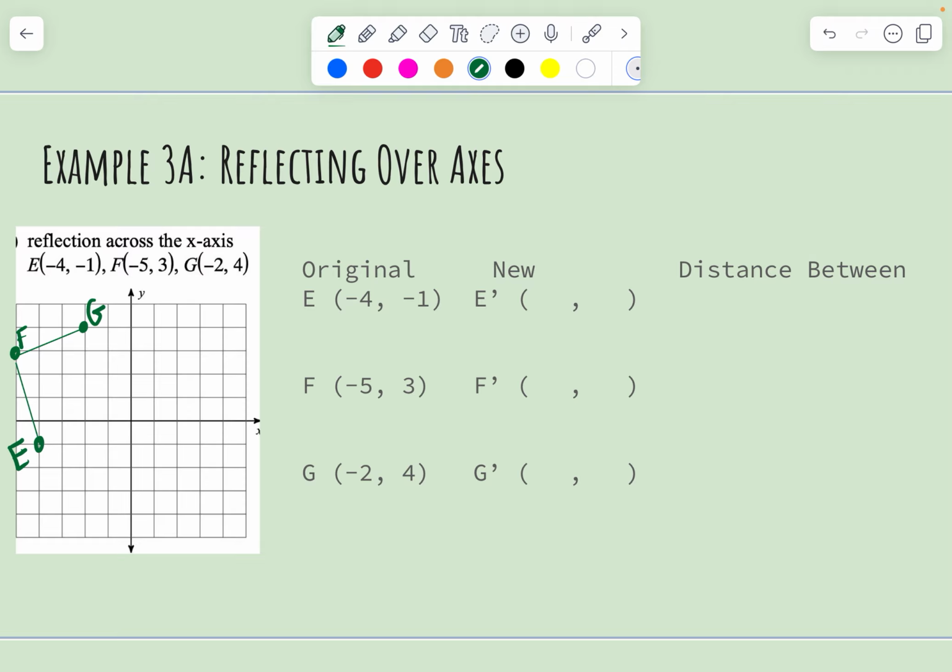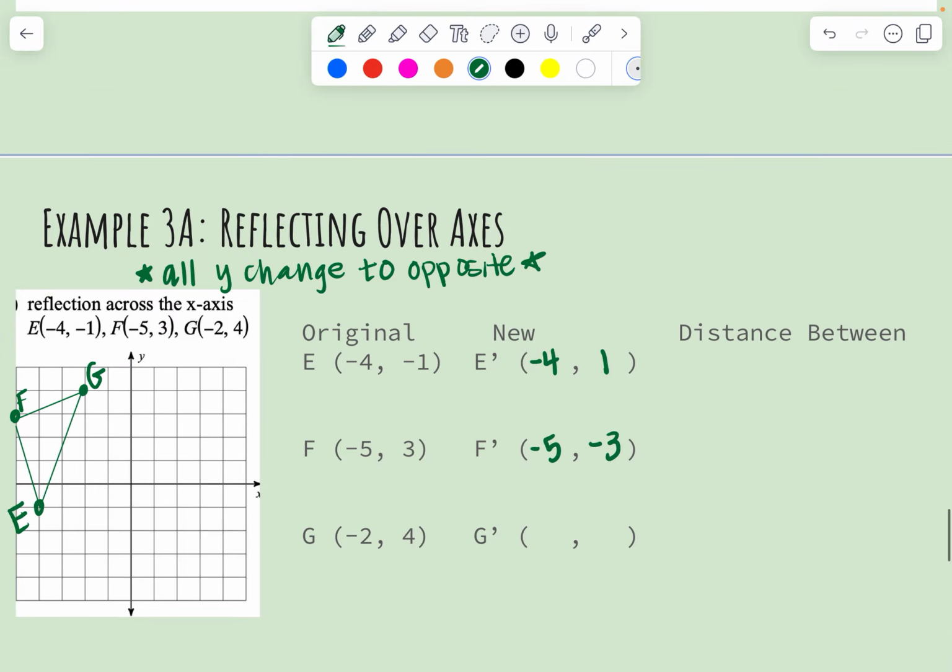And they want us to reflect it across the x-axis, which means we change all the y's to the opposite. So if it's already negative, we make it positive. If it's positive, we make it negative. We're leaving the x's as is. So this becomes negative 4, positive 1 for E prime. F prime becomes negative 5, negative 3. Again, we're changing the y's. G prime becomes negative 2, negative 4.